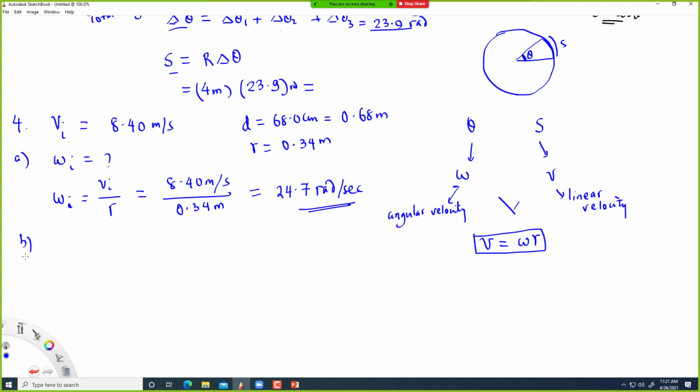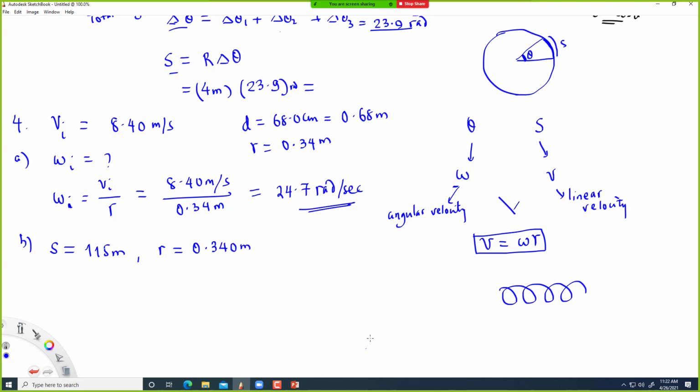Next, the total number of revolutions each wheel rotates before coming to rest. The linear displacement is given. We are given S, and S is 115 meters. So it rolls forward, and the total arc length covered is that. And we know the radius of the wheel, which is 0.340 meters.